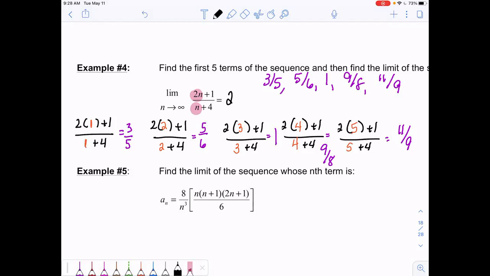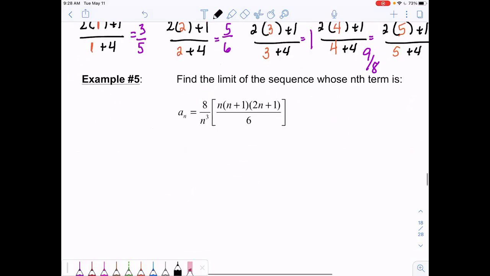So the last one underneath, find the limit of the sequence whose nth term is defined as this. So this a sub n, that's just sequence notation. This is actually how we define a sequence. So instead of saying f of x for a function, a sequence can be noted as a sub n. So this one wants us to find the limit of the sequence.